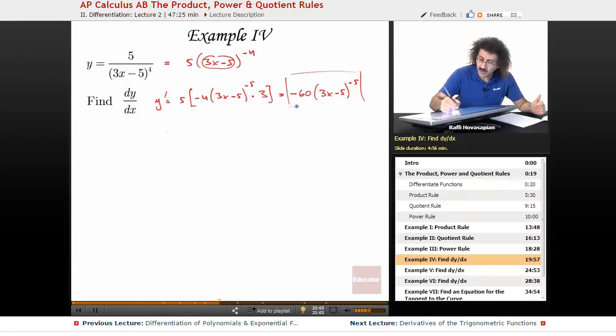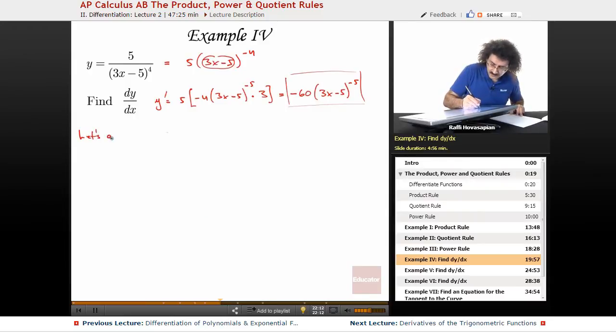This is our answer. Okay, let's also do this via the quotient rule to see what it looks like.